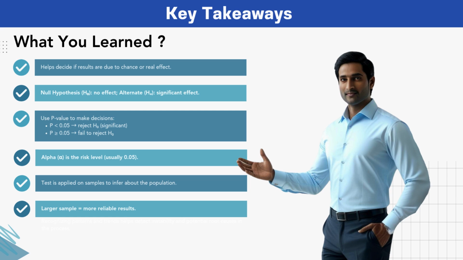Alpha is the threshold or risk level we're willing to tolerate, usually set at 0.05 or 5%. It defines how confident we want to be and how much risk of a type 1 error we're willing to accept. Fifth point, hypothesis tests are performed on samples, not the entire population. The goal is to infer what's likely true for the whole population based on the sample analysis.